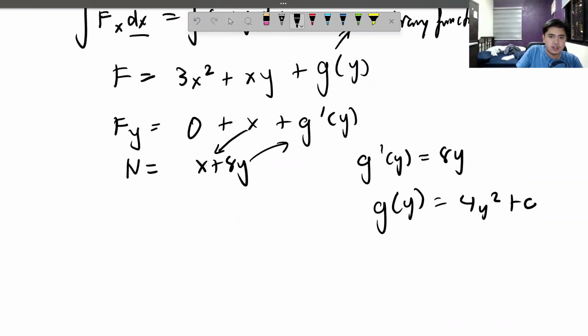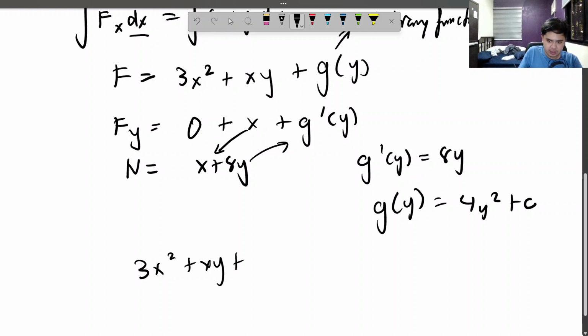So let's forget the f for now, and let's write the entire equation. 3x squared plus xy plus g of y, which is now 4y squared. We can put plus c here, but let's put it on the other side, like that. And that's going to be the answer.